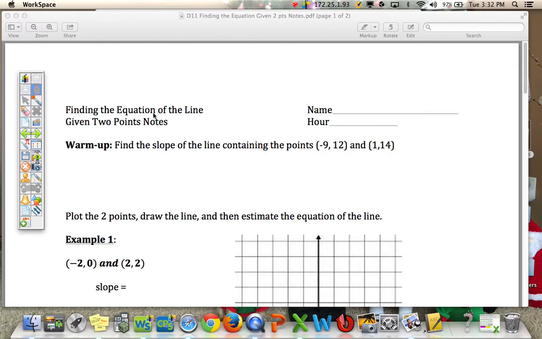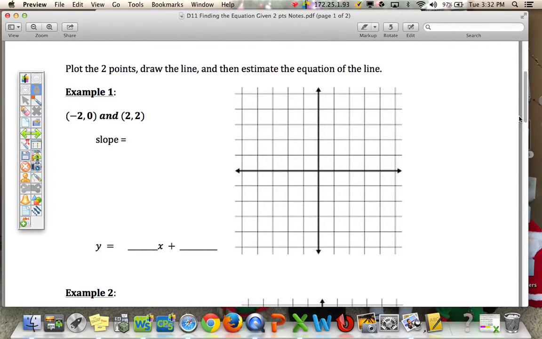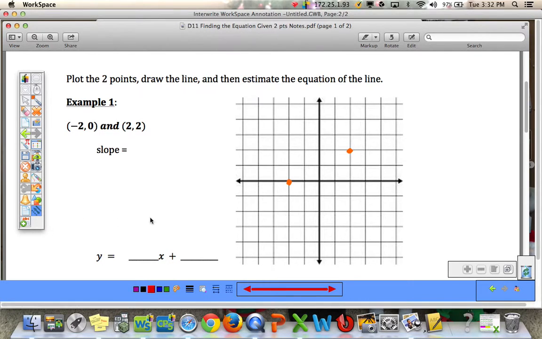Today we're going to find the equation of a line given 2 points. We'll do a quick review. We've done this before where we plot 2 points and then draw a line and estimate the equation. So let's plot these 2 points. Negative 2, 0 is right here, and 2, 2 is right here. Looks like this line has a positive slope.